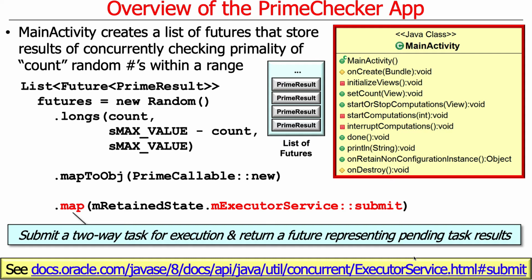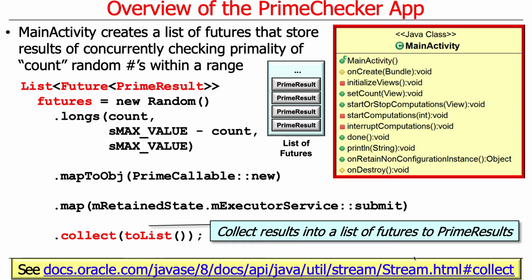Now what comes back from submit is a future to a prime result. So we'll end up here with a stream of futures to prime results coming out of this map intermediate operation. And each future, of course, will represent the pending task results that will come back once the threads process the PrimeCallables in the thread pool. So the last thing that we do is we take this stream of futures to prime results, and we collect it, and we turn it into a list of futures to prime results.